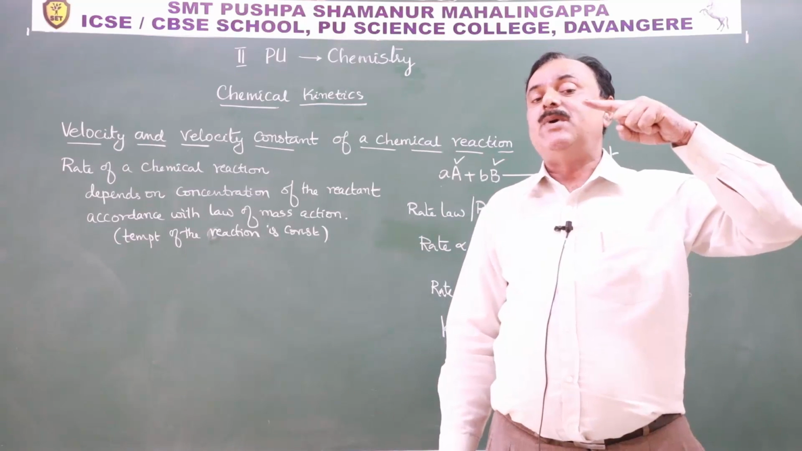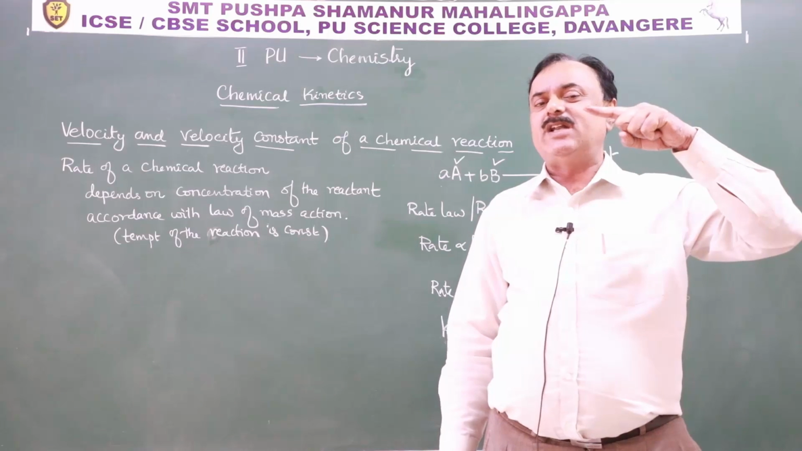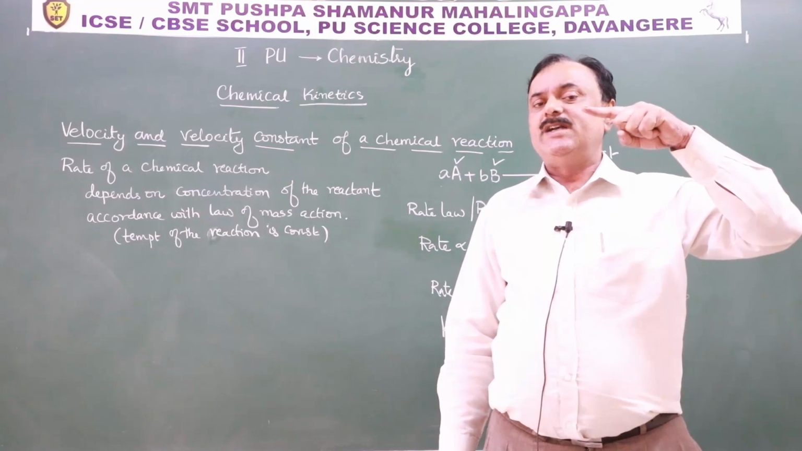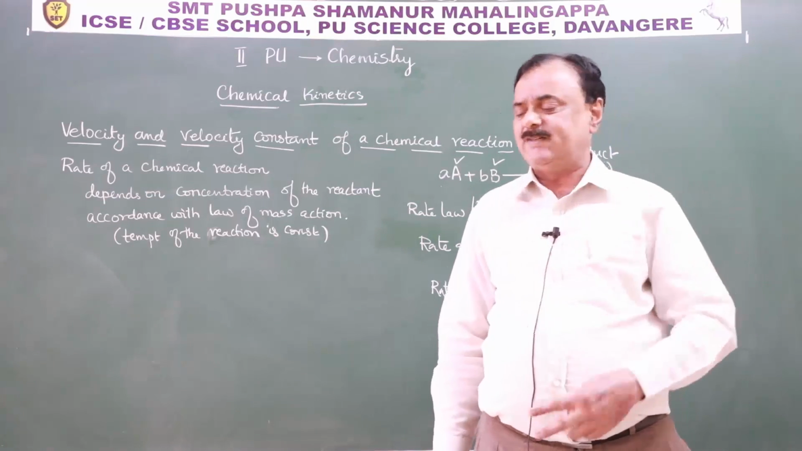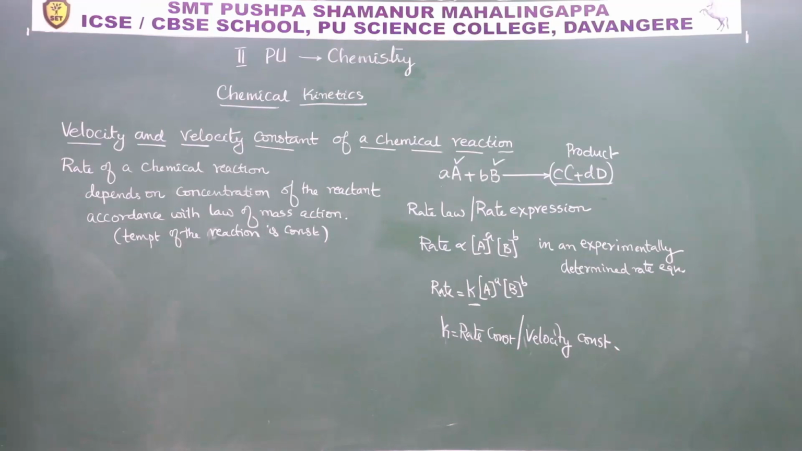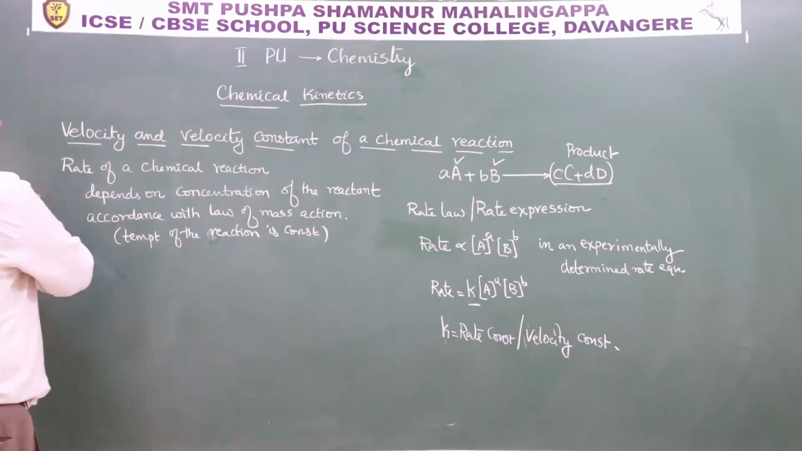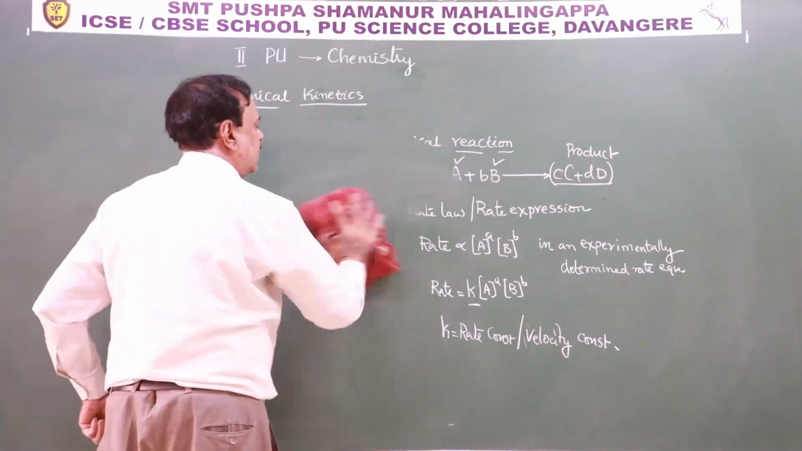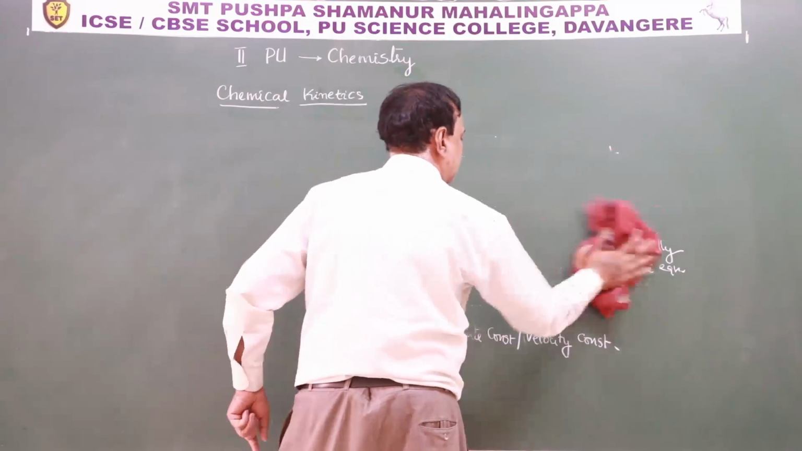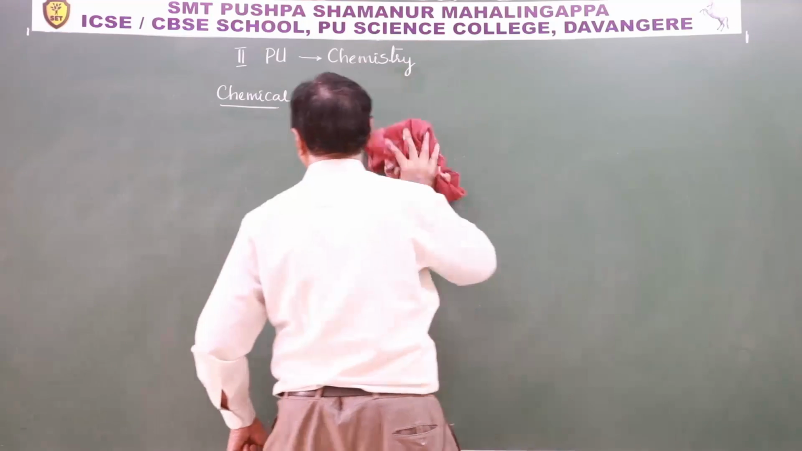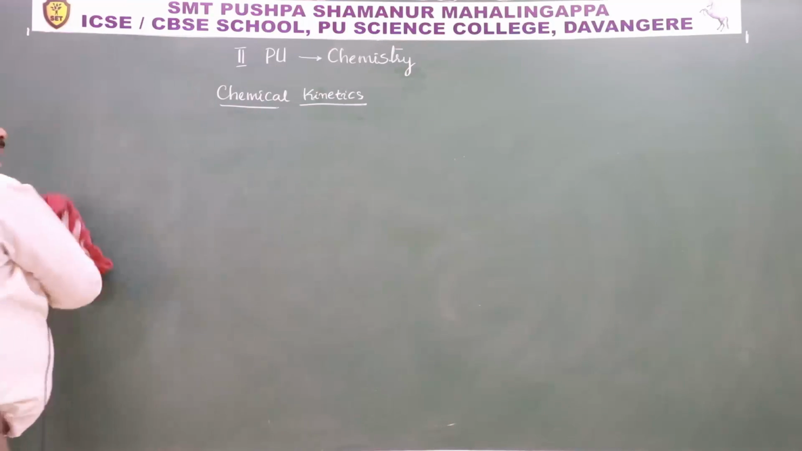Which catalyst? A positive catalyst, because a positive catalyst always increases the velocity of the chemical reaction, and hence the velocity constant of the chemical reaction also increases. Is it clear? But at two different temperatures, they may give different velocity constant values. At higher temperature, the velocity constant is higher. At lower temperature, the velocity constant is lower.